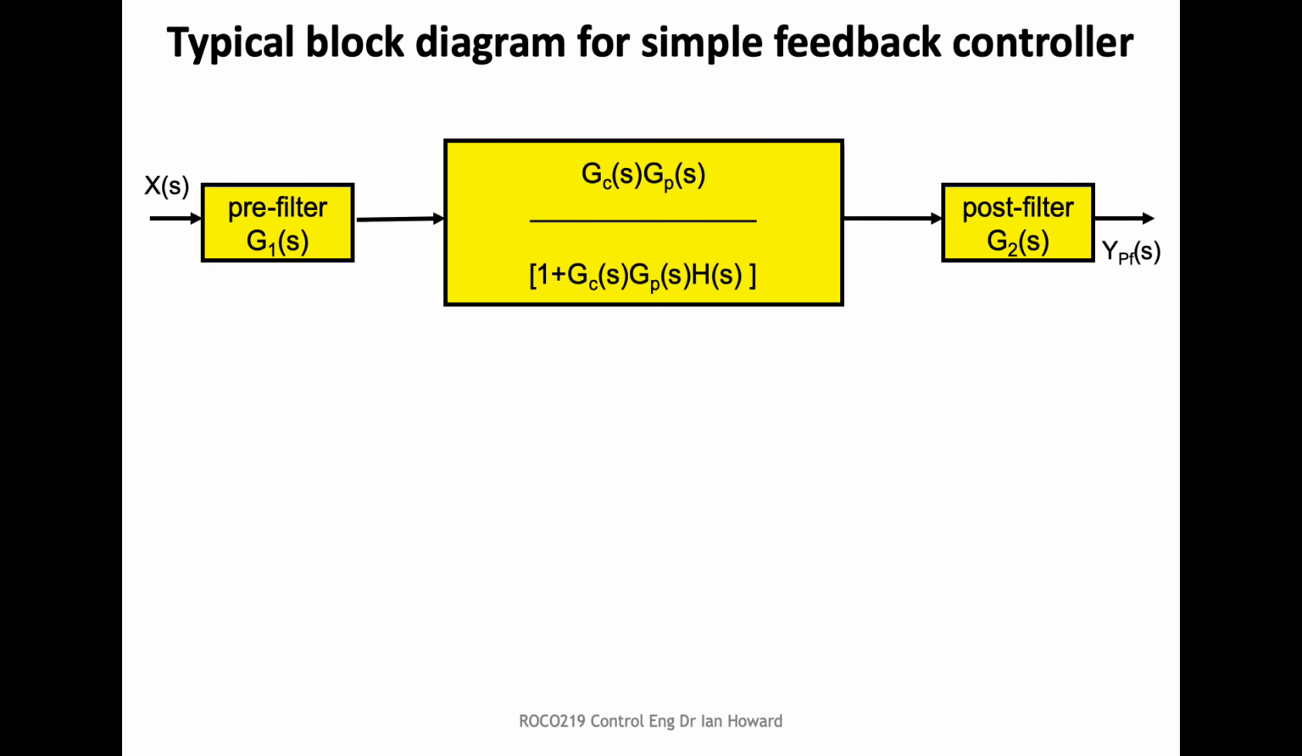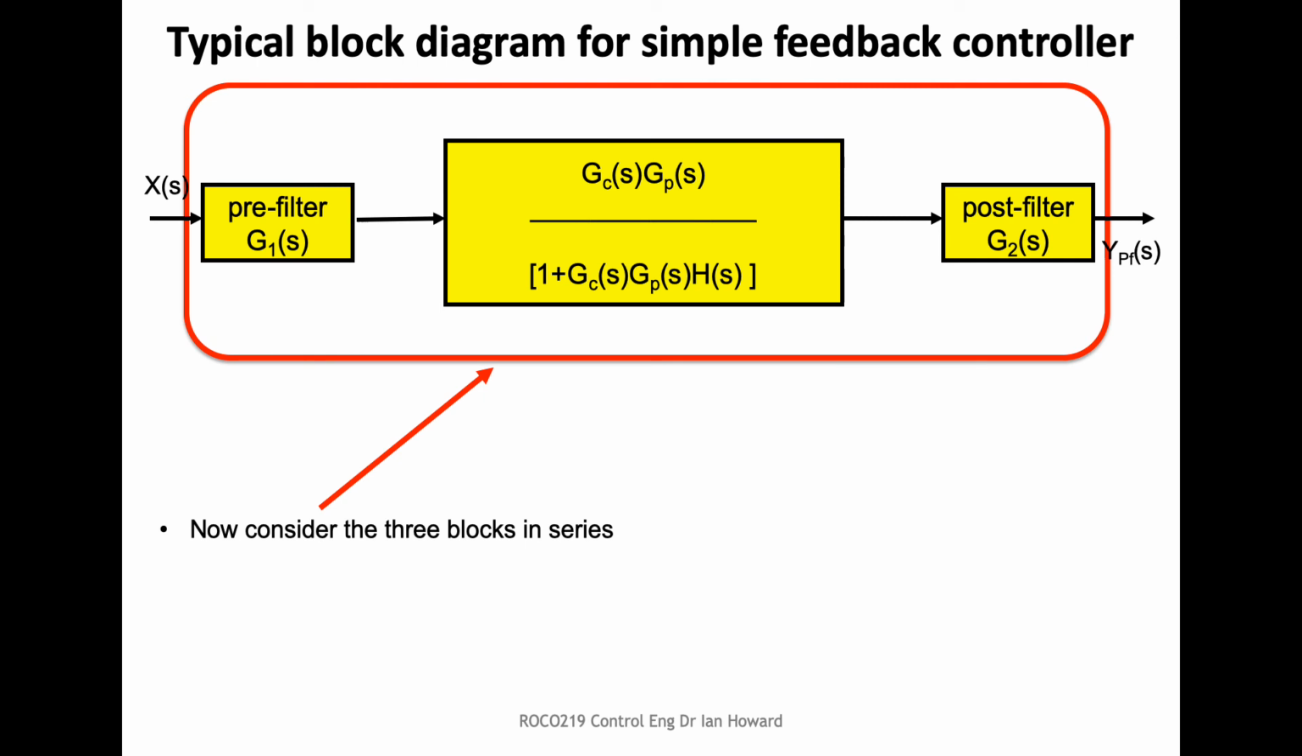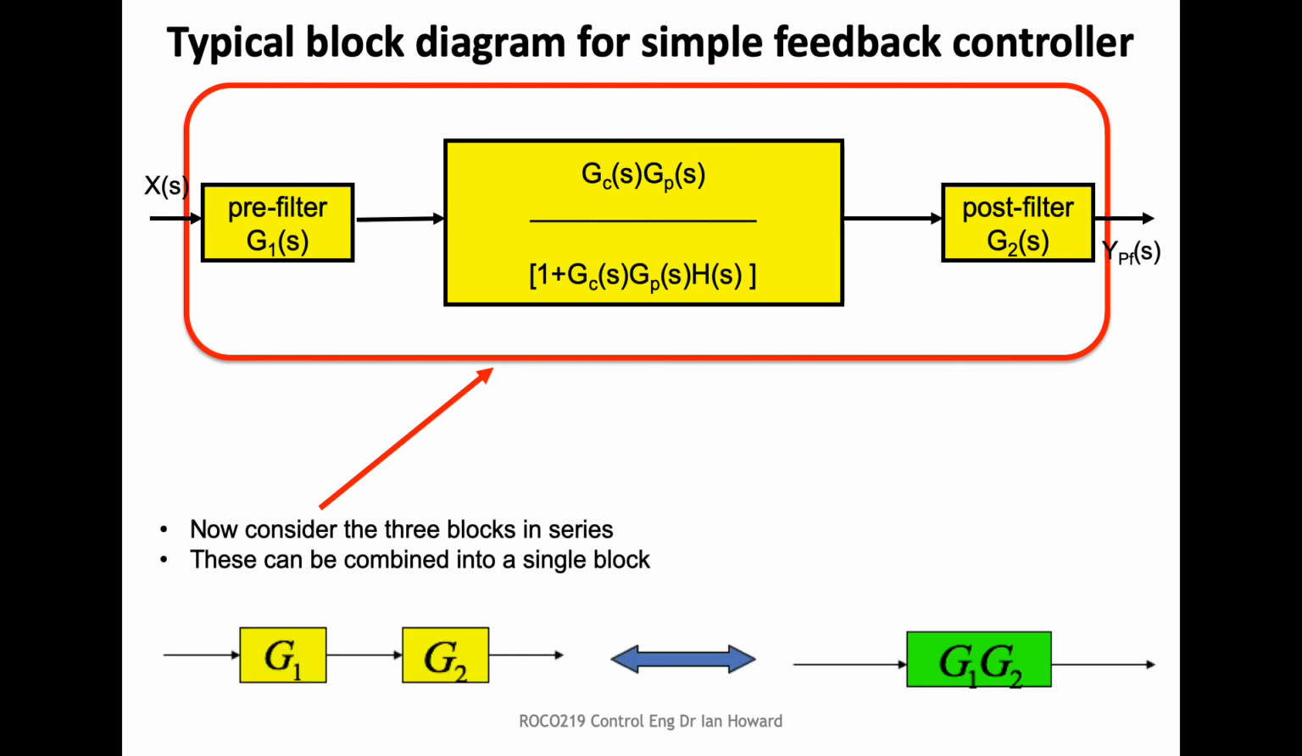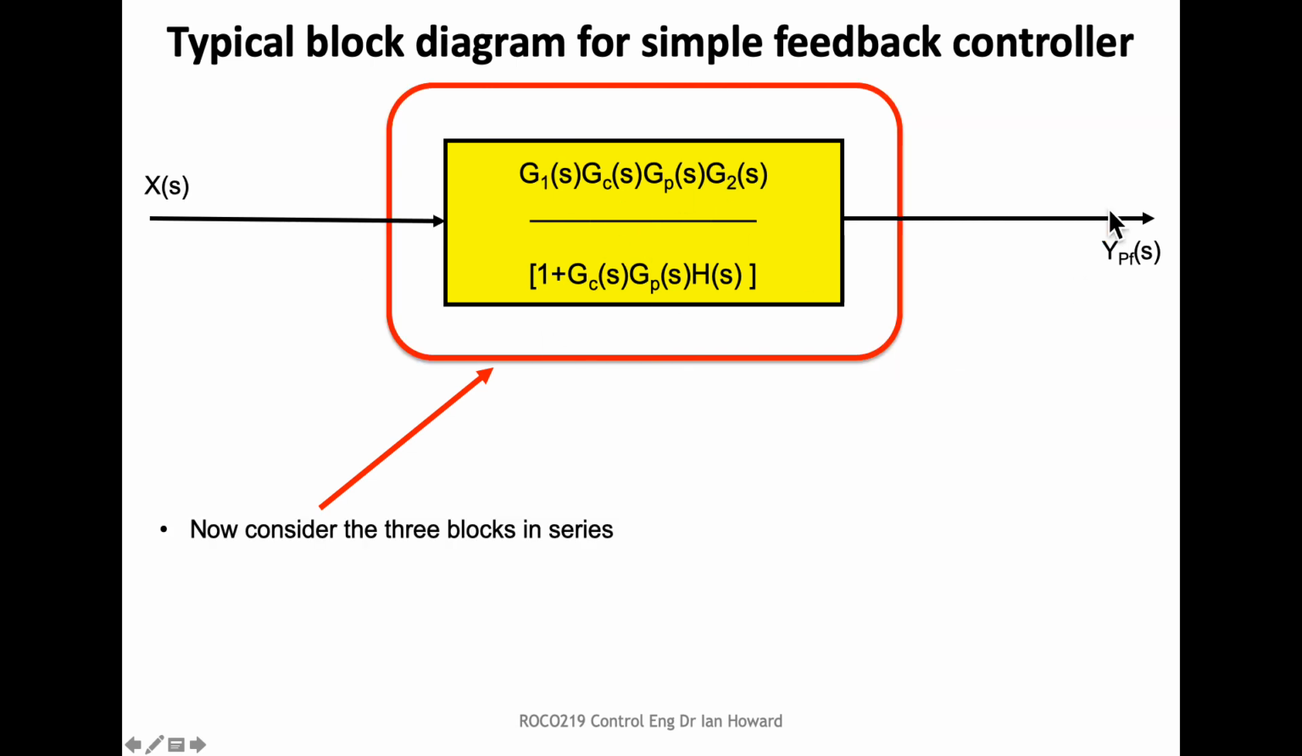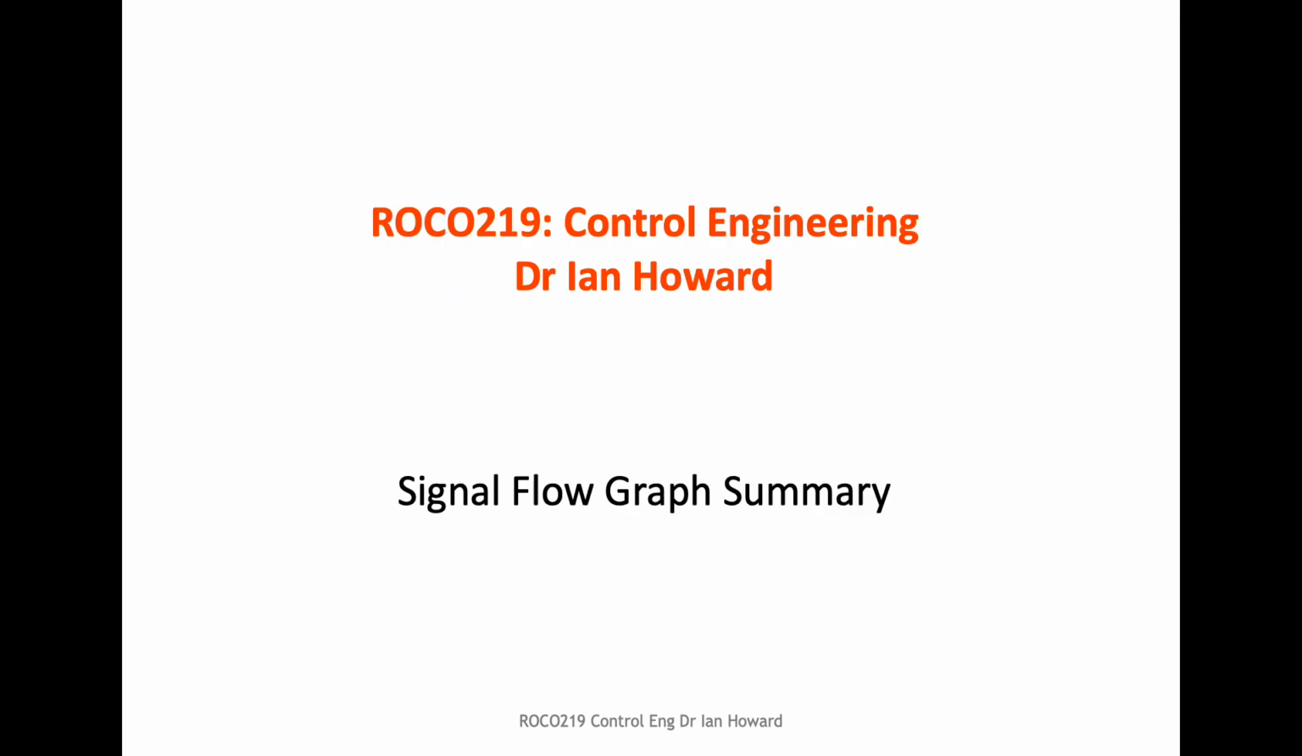And the rest of it's quite simple. So now we've just got three things in series. So all we have to do is multiply them together. We know that they're all in series, so we can just multiply this transfer function with this transfer function and with this transfer function. And then that's it, we're done.